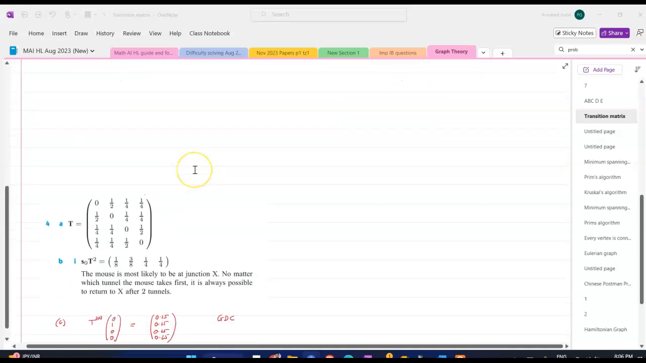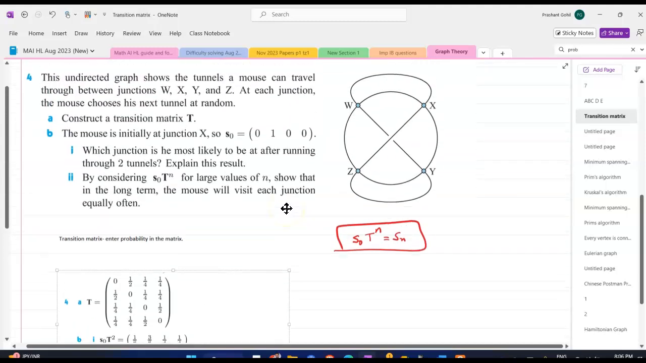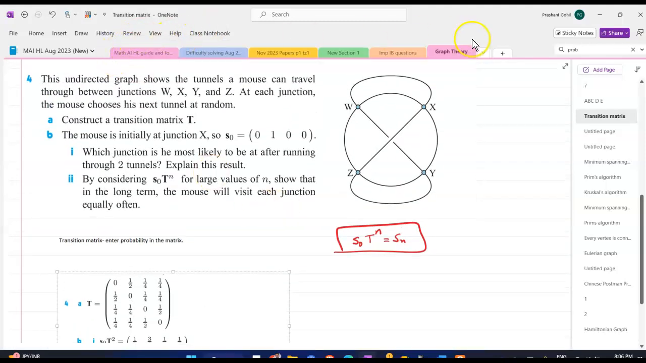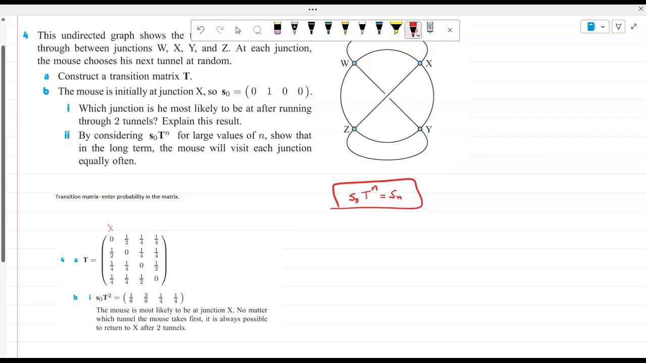So transition matrix, how will you construct? Are you going from W to Y or Y to W? Both ways you can go, because it's not a directed graph. So let's start with X. X to Y is 0. So this is X, and the columns are W, X, Y, Z. Now what is the probability?